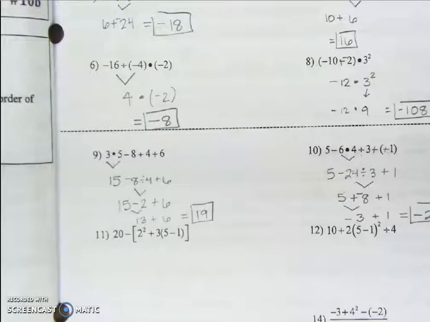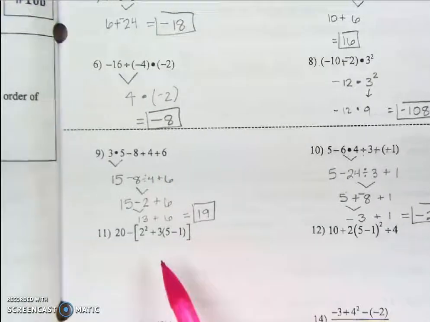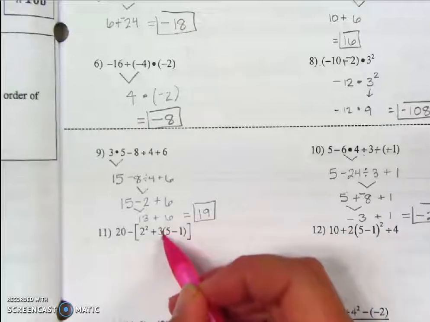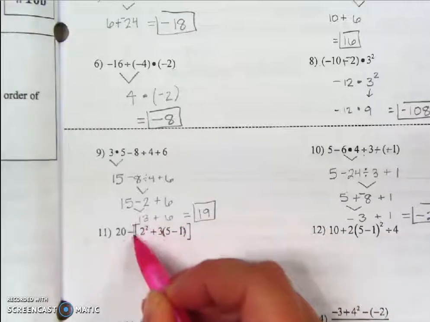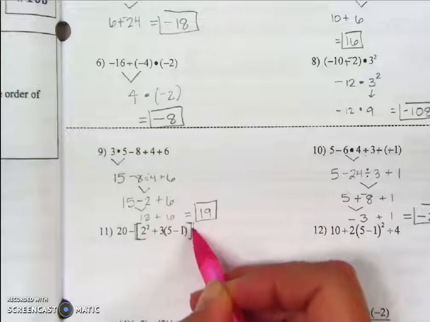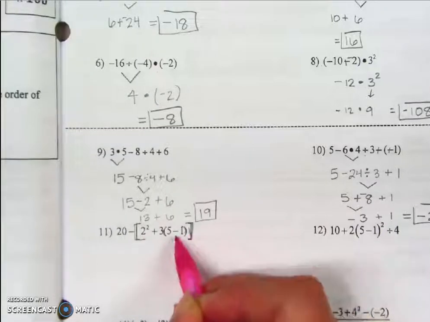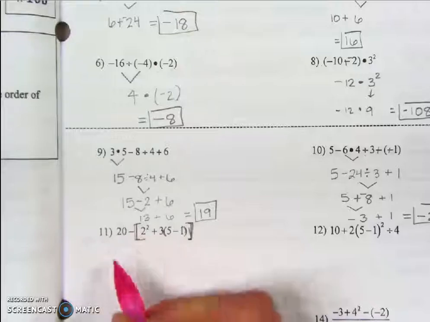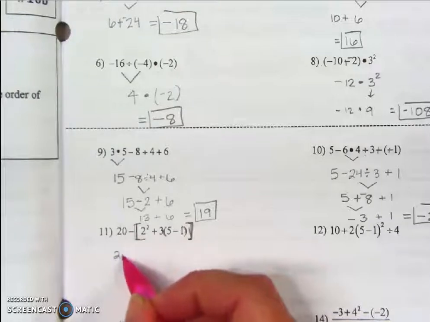Look at that funness. We have parentheses, we have brackets, we have exponents, we have just about everything in this one. So whenever you have multiple sets of groupings, so we have parentheses here, but we also have brackets here, I want to focus on the inside and work my way out. I'm going to completely ignore this 20 minus for a little while. So I'm going to bring down that 20 minus.